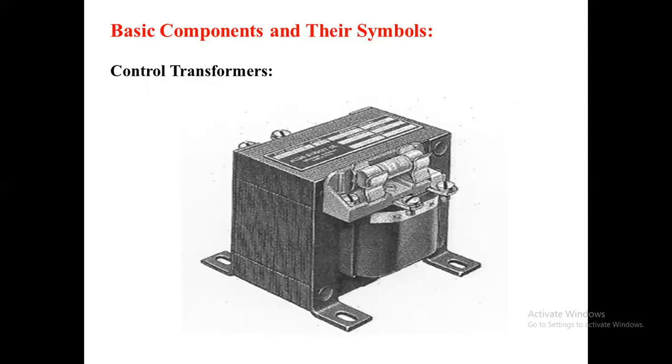See this diagram. These are basic components and their symbols used in PLC. Whenever we implement any PLC system, a very important component is the transformer, and in the language of the PLC system we call it a control transformer. In this control transformer, the transformer is located along with a centralized fuse for its protection.